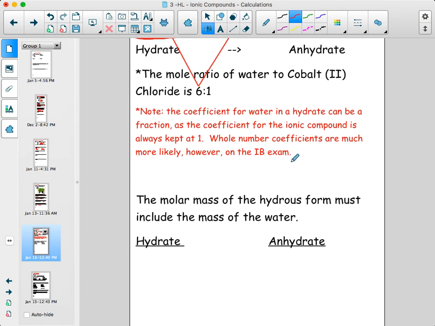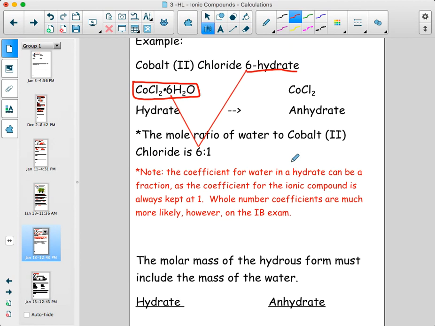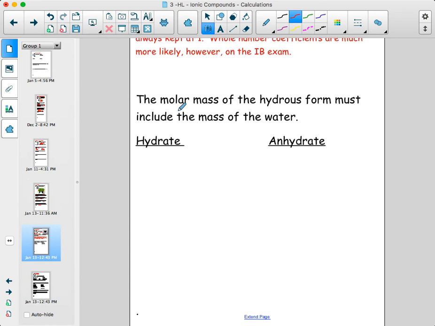Okay? And so if we're going to do a molar mass calculation for these two things, for this one, I only have to add up cobalt and 2 chlorides, but for this one, I have to add up cobalt, 2 chlorides, and 6 water molecules to get the molar mass. So if you're watching this video, why don't you take a second, pause the video, and see if you can add up the molar mass of the hydrate and the molar mass of the anhydrous form of cobalt(II) chloride.